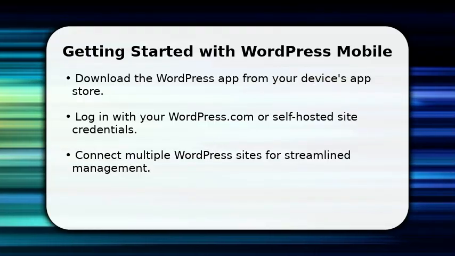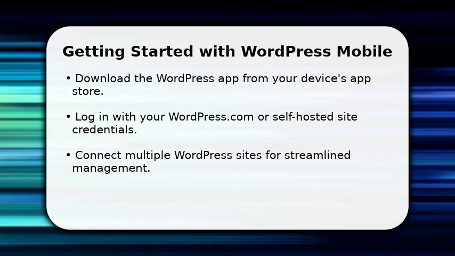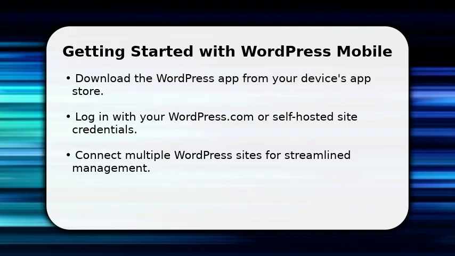In this video, I will explain how to use the WordPress app on your mobile device. First, download the WordPress app from your device's App Store. Once installed, you can log in using your existing WordPress account or connect to a self-hosted WordPress site.